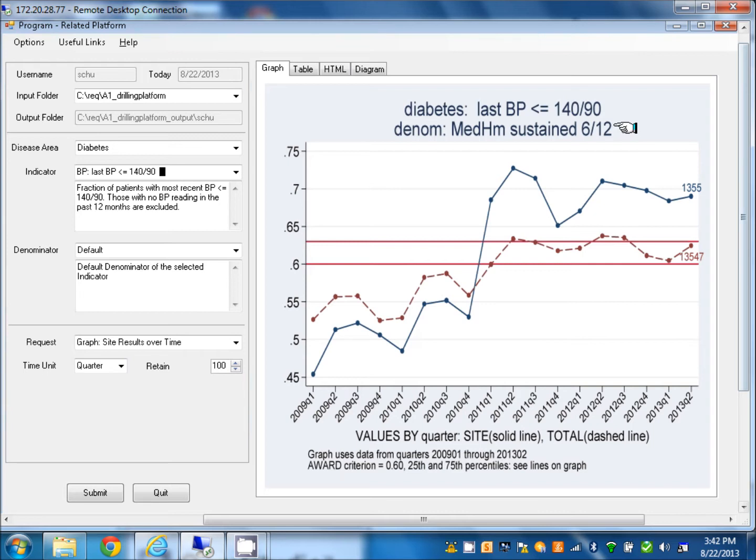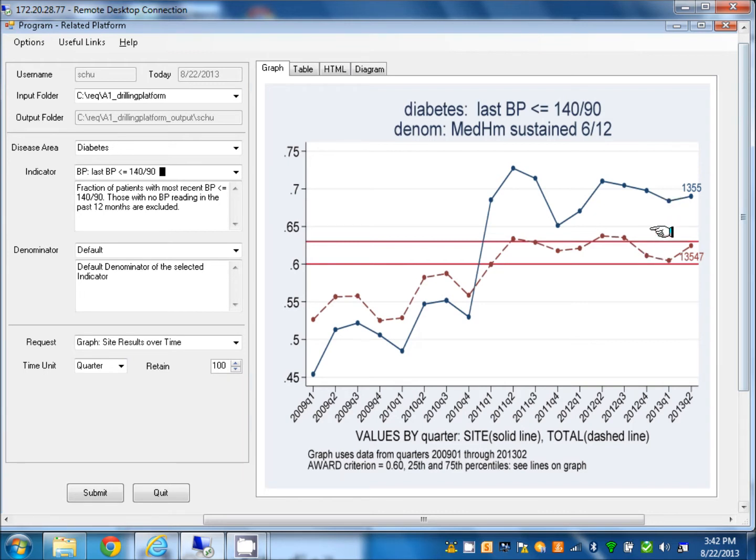By default, this measure is summarized for the medical home sustained clinic group, meaning patients who had medical home visits within the past 6 months and a history of clinic visits extending back at least 12 months. Along the x-axis at the bottom of the graph is the timeline by quarter from January 2009 through June 2013. Along the y-axis on the left side of the graph is the relative scale of the indicator values. These numbers will change depending on the resulting values. The site's values over time are shown by the solid line and the aggregate values by the dashed line.